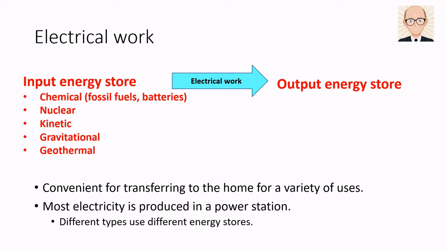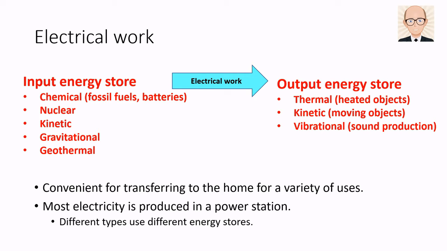The output stores from electrical work as we run our devices are also varied. Thermal stores increase as we use electrical heaters, kettles or electric blankets to keep us toasty and warm in bed. Kinetic stores increase as we drive our electric cars or use the elevators in office blocks, hospitals or shops. And vibrational stores increase whenever we use our phones, music players, games consoles or computers.